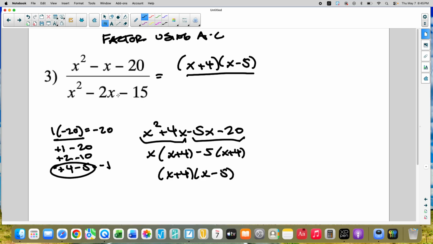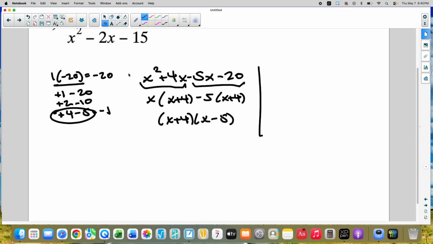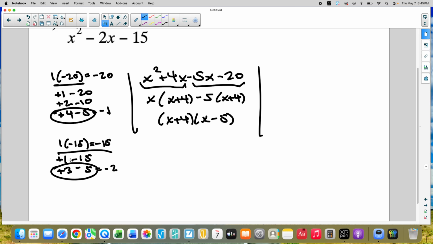And now we're going to do the same thing with this one. Okay, we have a times c. We'll do 1 times -15 is -15. Factors of 15 are 1 and 15, 3 and 5. Signs are different. Bigger is negative. These are positive. This is -2. So that's my middle. So I know I'm going to take 3 and -5, excuse me.